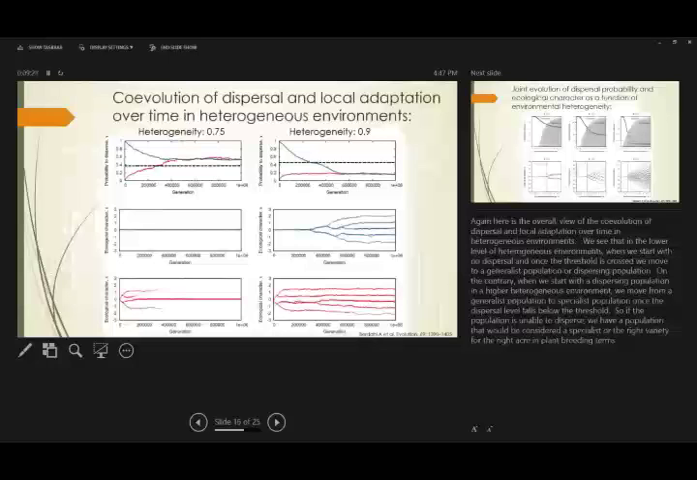So again, here's the overall view of the coevolution of dispersal and local adaptation over time in heterogeneous environments. We see that in the lower level of heterogeneous environments, when we start with no dispersal, and once the threshold is crossed, we move to a generalist population. On the contrary, when we start with a dispersing population in a higher heterogeneity environment, we move from a generalist population to a specialist once the dispersal level falls below that threshold. So if a population is unable to disperse, we have a population that would be considered a specialist, or the right variety for the right acre in plant breeding terms.